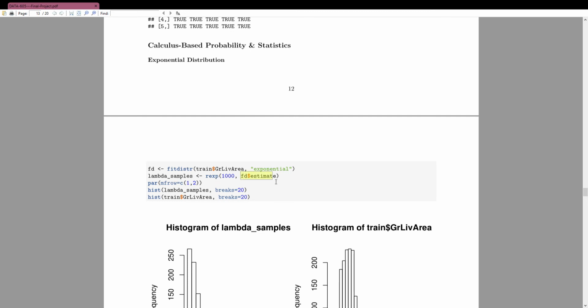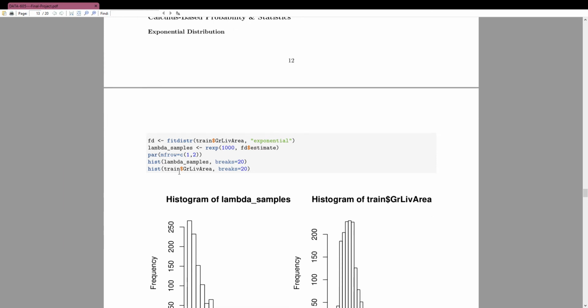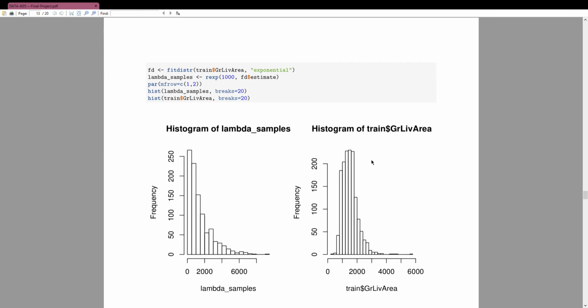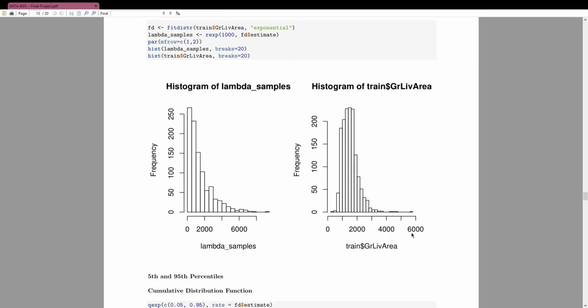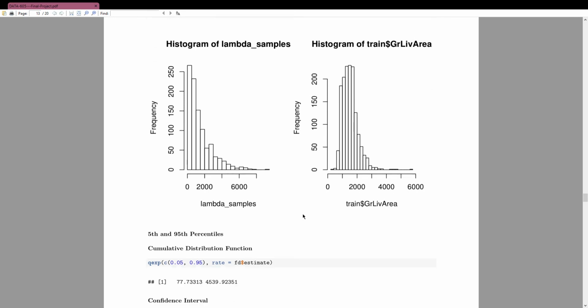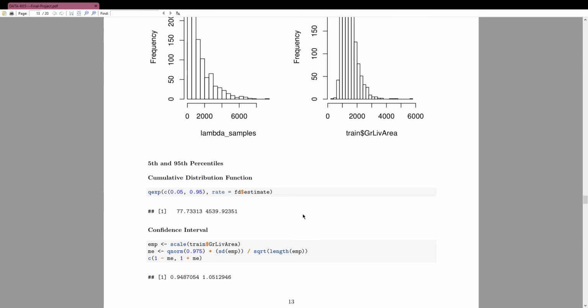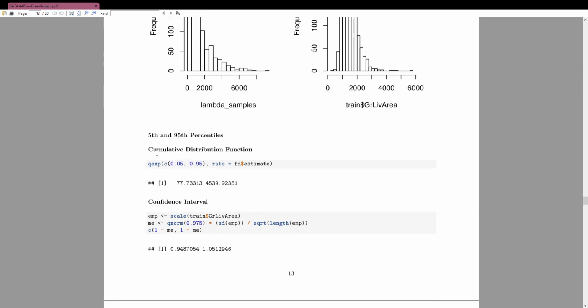With this optimal lambda value, we're going to be taking 1,000 samples. Then we're going to plot these 1,000 samples as a histogram alongside our original data. And you see how it changed. And now this allows us to calculate the 5th and 95th percentiles first of our cumulative distribution function.